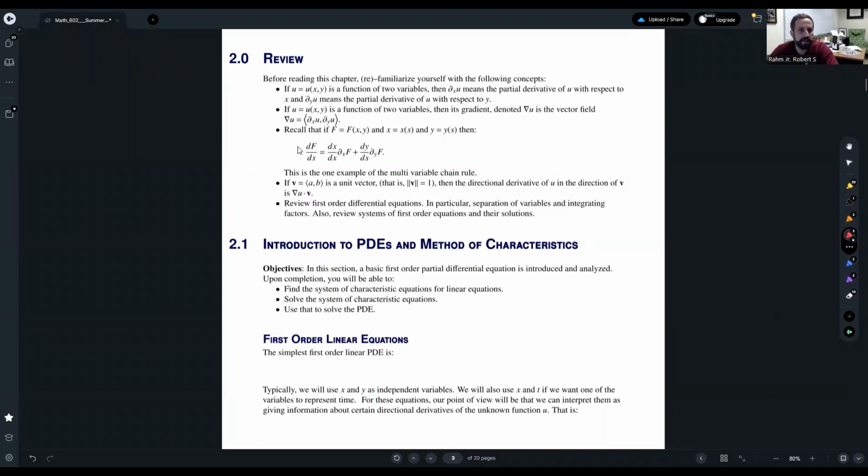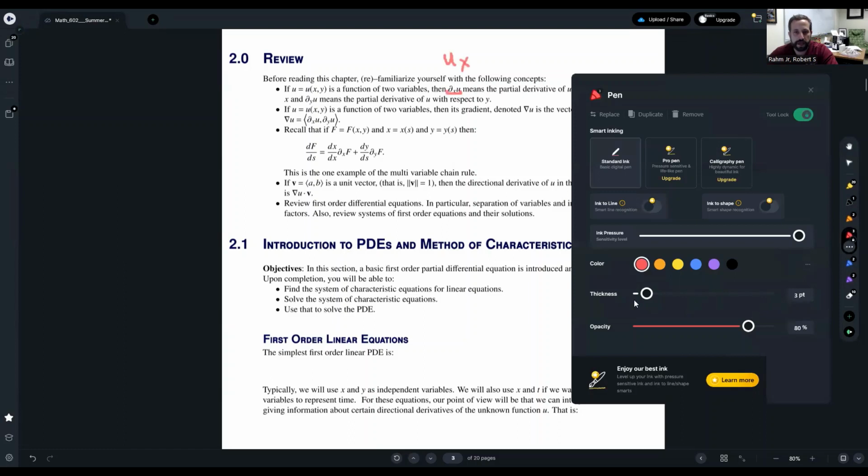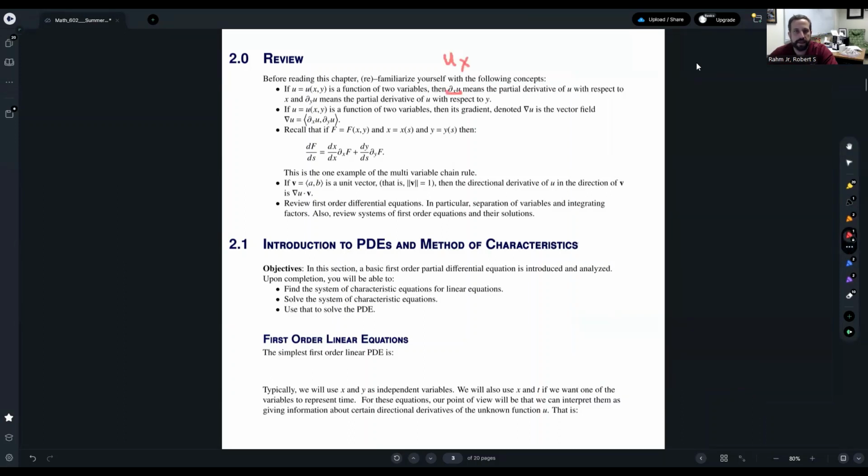Here are some things that you should have already known before you started the class. I just want to go over some of them. So if we've got a function of two variables, then this symbol right here means the partial derivative of u with respect to x. Another common notation you might see is something like u_x, like this. Okay, I definitely need to get a smaller pen size here. This also just means the partial derivative with respect to x.